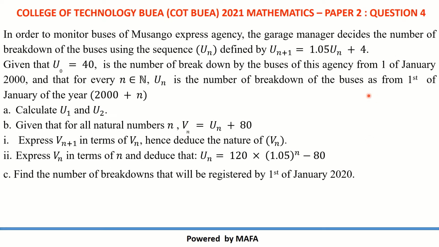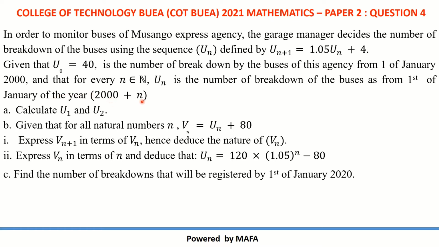Alright, so the objective of the question, first of all, we have an express agency, and then you have a garage manager that decides the number of breakdown of the buses, and he uses this sequence U of n plus 1 is equal to 1.05 times U of n plus 4. Now, on the 1st of January in the year 2000, the number of breakdowns was given by 40. And then now, on the 1st of January of the year 2000 plus n, the number of breakdowns is given by U of n.